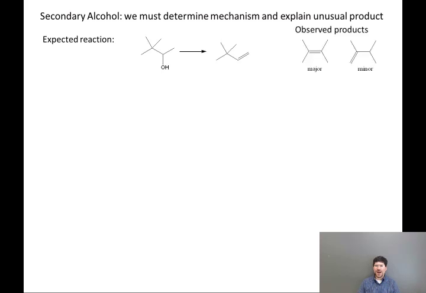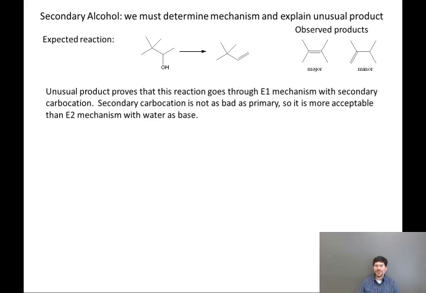But the observed products are 2,3-dimethyl-2-butene and 2,3-dimethyl-1-butene. Okay, so the methyls are at positions 2 and 3 rather than at positions 3 and 3. So that's suggesting that a methyl group moved, didn't it? Well, let's work our way through this reaction mechanistically.